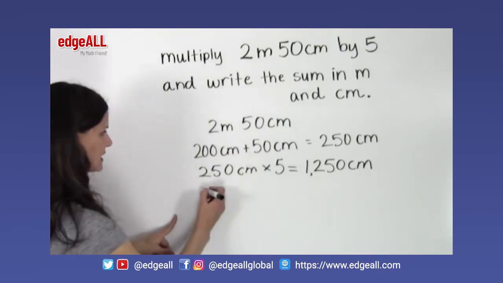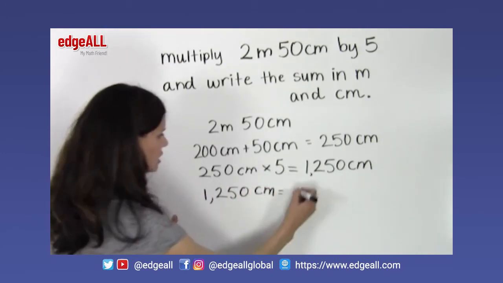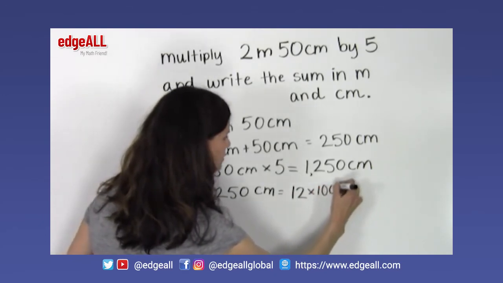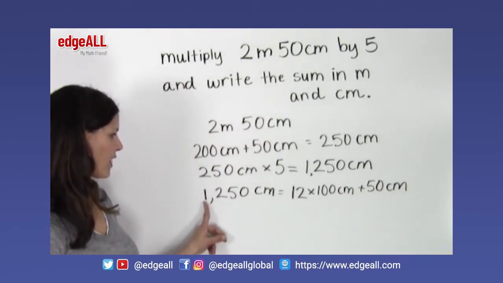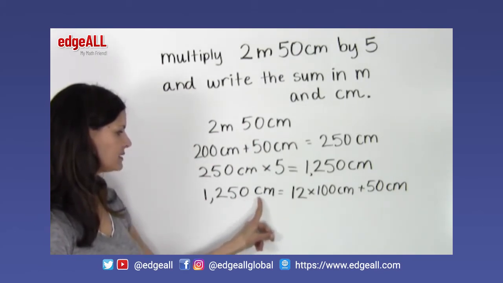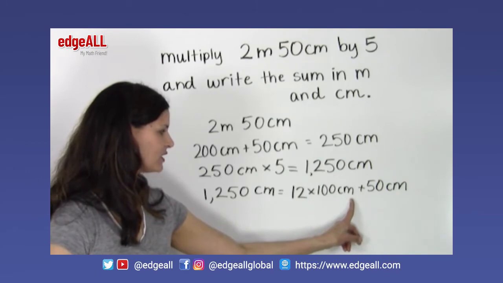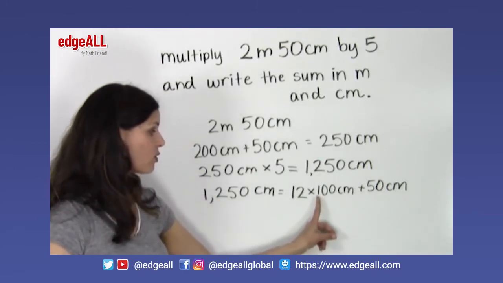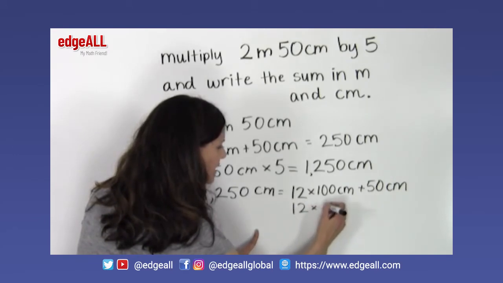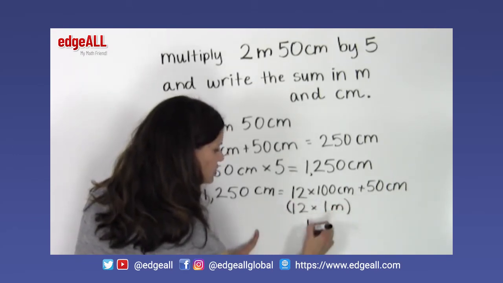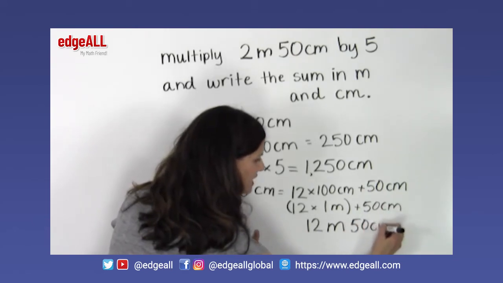And so I can rewrite the 1,250 centimeters as 12 times 100 centimeters plus 50 centimeters. So the 1,200 plus 50 centimeters, the 1,200 can be rewritten as 12 times 100 centimeters. We know that 100 centimeters equals a meter, and so what I have here is 12 times 1 meter, which is 12 meters, plus 50 centimeters is my 50 centimeters.